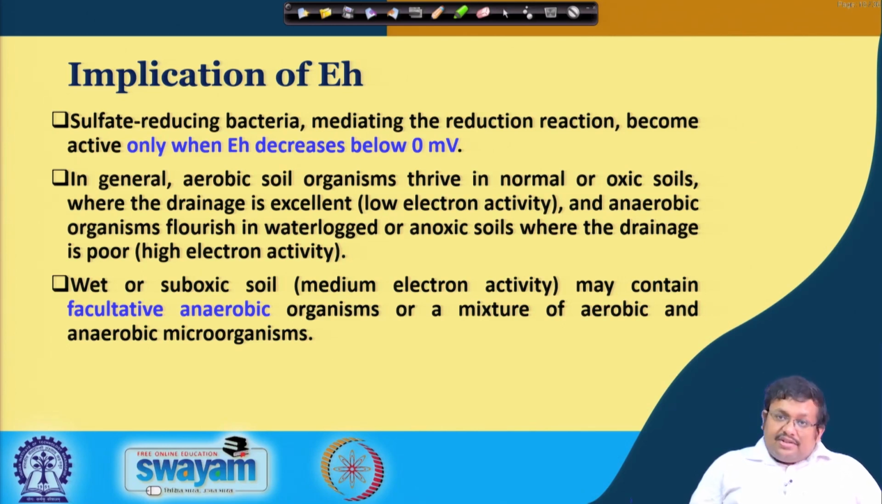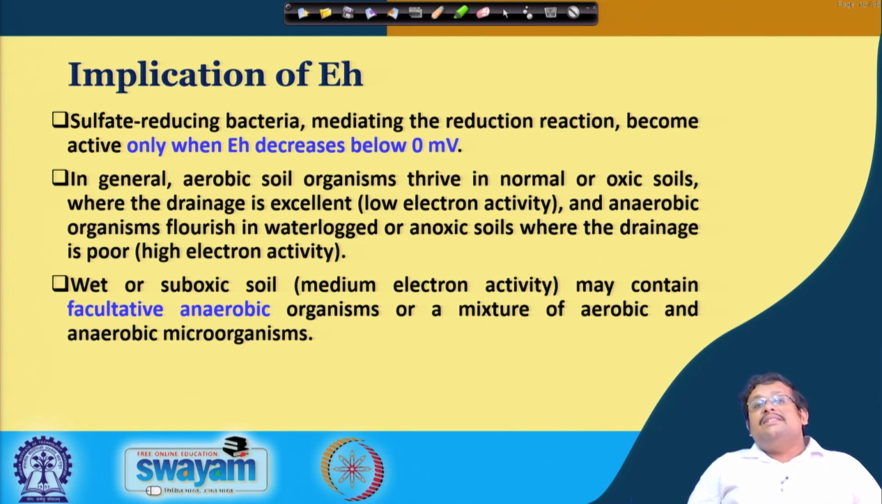Now, in general, aerobic soil organisms thrive in normal or oxic soils, where the drainage is excellent, which obviously means low electron activity. When the drainage is excellent, there is more oxygen and less electron activity, so aerobic conditions prevail and the aerobic soil organisms will grow.